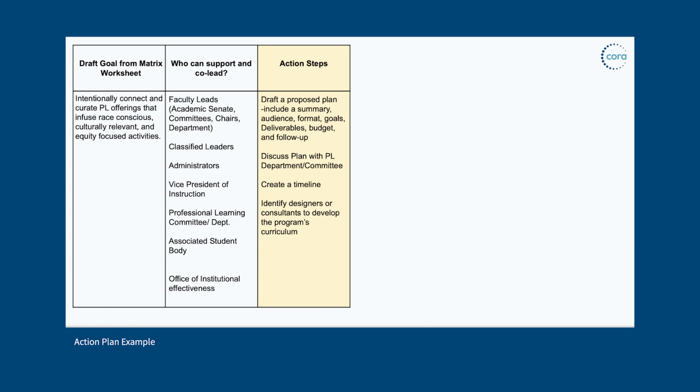So here we see action steps: draft a proposed plan, include a summary, audience, format, etc. What are some deliverables? What is the budget? What is the follow-up? What is the timeline, as I stated, right? Using maybe backwards design. And then identify designers or consultants to develop the program curriculum.